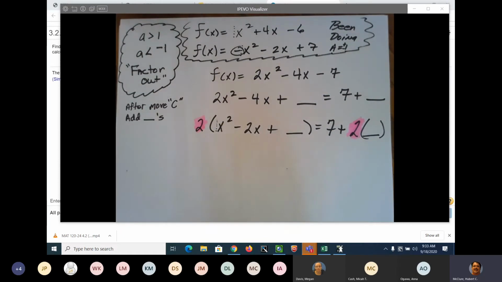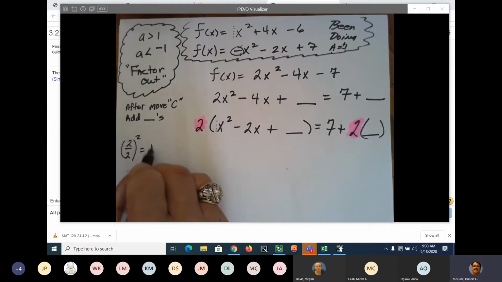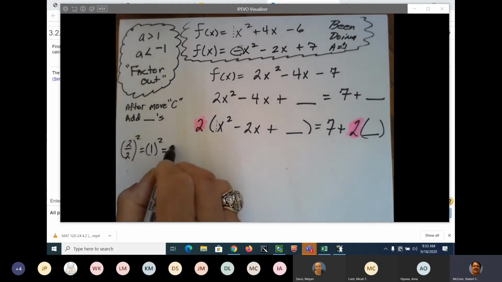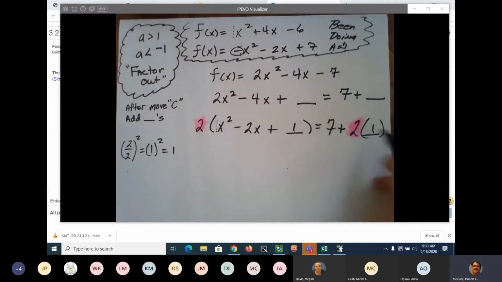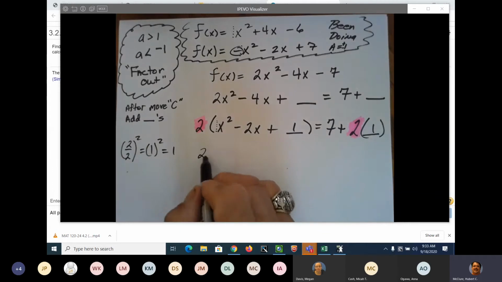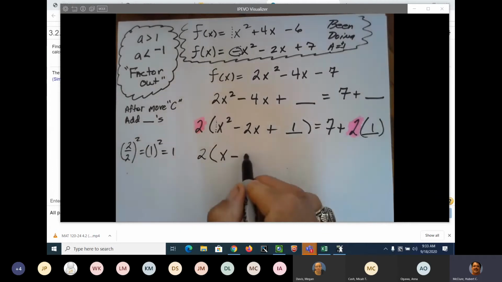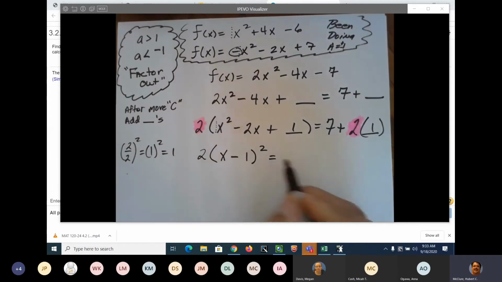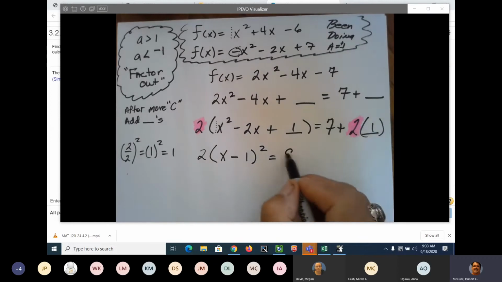So now we can complete the square. What's 2 divided by 2? That's 1, Hubert. And 1 squared is 1. And now we are ready to finish. 2 times (x minus 1) quantity squared is equal to 9.